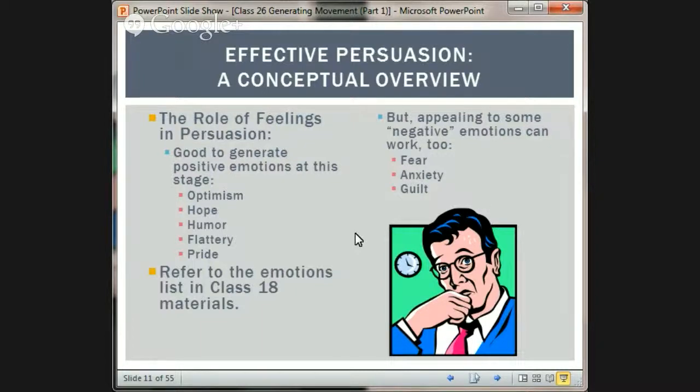I'll have to look at that again. So you will want to refer to the emotions list in Class 18 materials just to keep this in mind, and that list is something that should go into your mediation binder. At the same time, appealing to some negative emotions can work too. Fear about what might happen in the future, anxiety about the situation, even guilt.